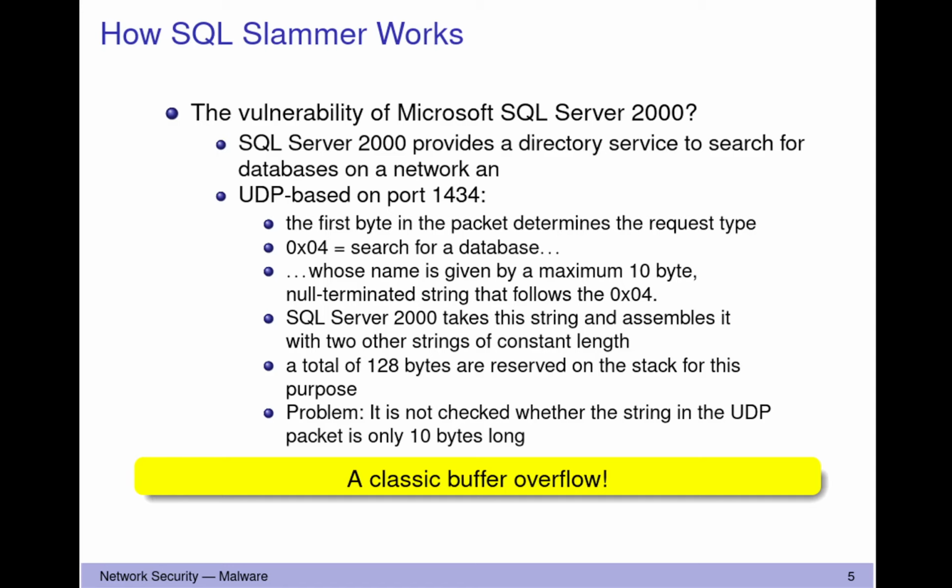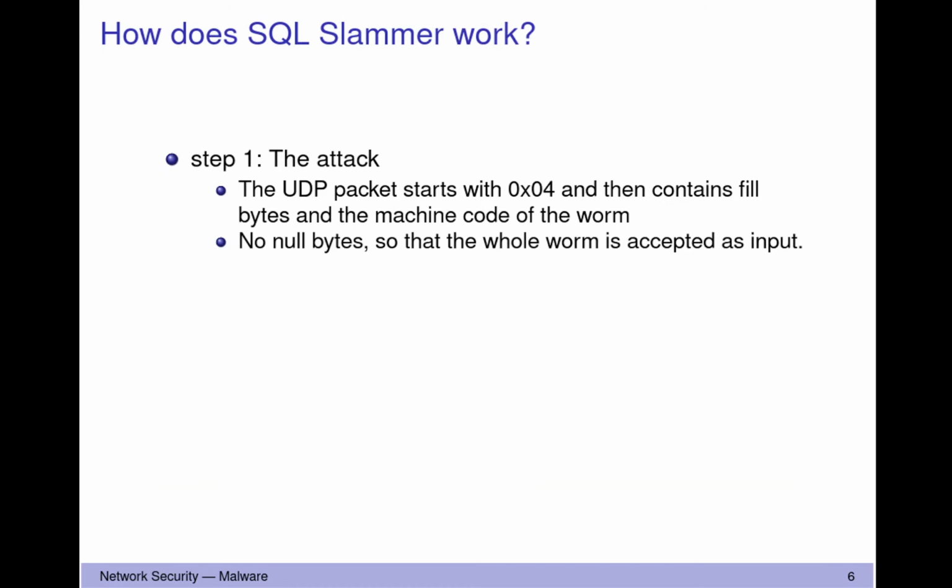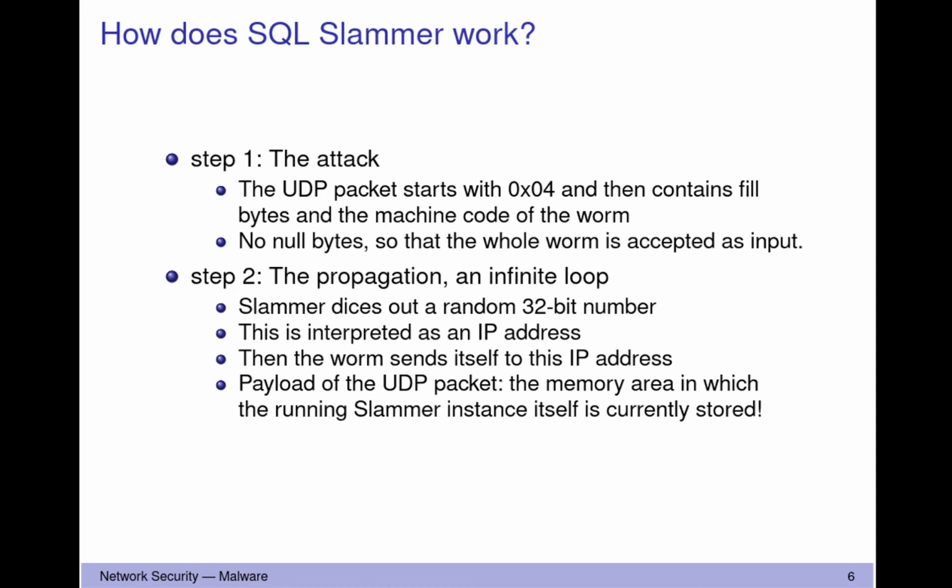So let's have a look at this buffer overflow issue that was caused by a single packet. Basically the attack: the UDP packet starts with the request, and when it's about to send the name that you are looking for, that's a discovery service, you also provide the machine code of the worm. The worm is, we'll see that later, some kind of virus that spreads over the internet.